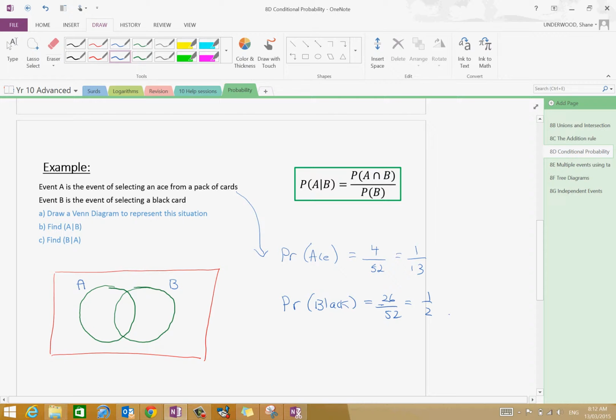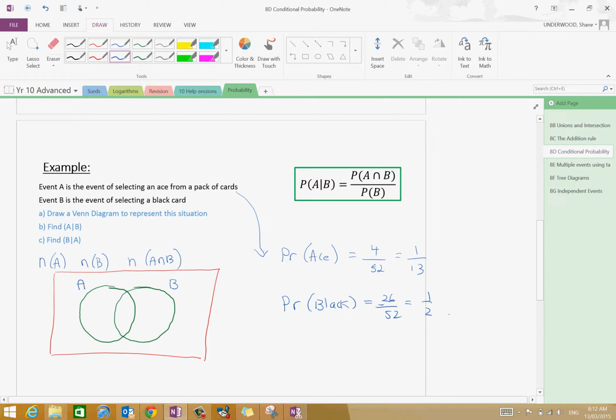So we've drawn a Venn diagram for the situation. Now we've got to fill it in with some details. How many aces are there? Well, there are 4 aces, and we're not going to deal with probabilities. We're going to talk about the number. So what's the number of A? What's the number of events B? What's the number of events A intersection B?